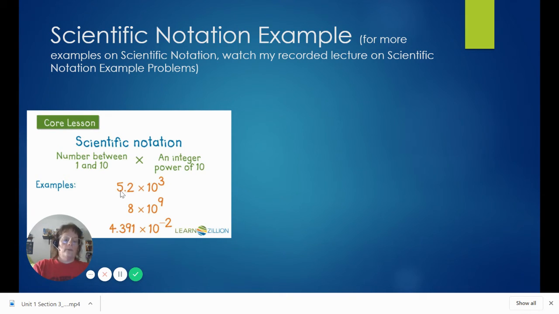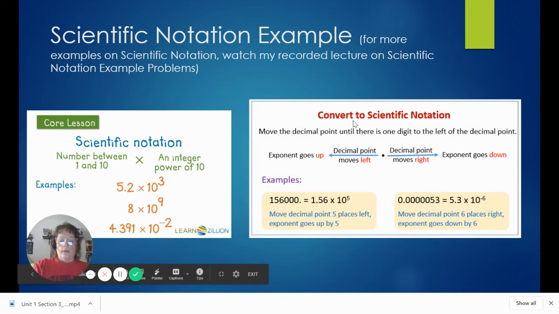So for example, 5.2 times 10 to the third, 8 points. This is just showing you some scientific notation examples. All right, if you're converting to scientific notation, move the decimal point until there is only one digit to the left. If you're moving the decimal point to the left, the exponent goes up. If you're moving the decimal point to the right, the exponent goes down.